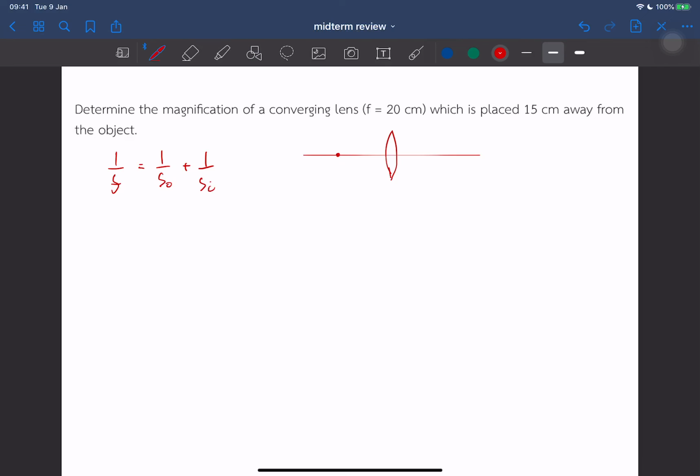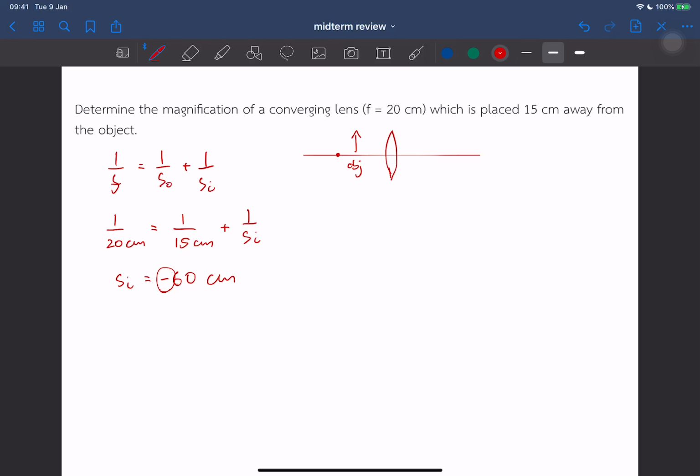So the focal point is here. The image is somewhere here. Not the image, the object. So like this. And the focal length is 20. The object is 15. And then we need to solve for the image distance. So you just need to solve this equation, and then what you're going to get is si equal to 60. And not just 60, you have to have the minus sign here.